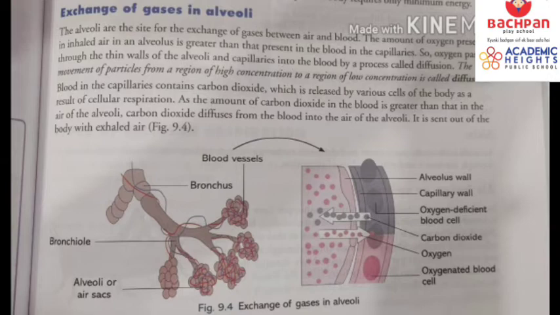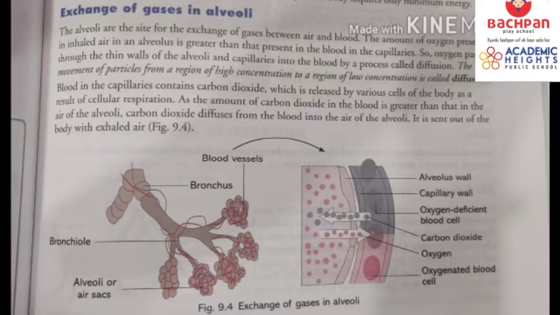So what happens? There is one process which is known as diffusion. Diffusion में क्या होता है? There is a movement of particles. Particles move करते हैं from a region of high concentration to a region of low concentration. जहाँ पे उनकी concentration ज़्यादा होती है वहाँ से move करते हैं to a region जहाँ पे उनकी concentration low होती है. This process is known as diffusion. This principle is followed here also.